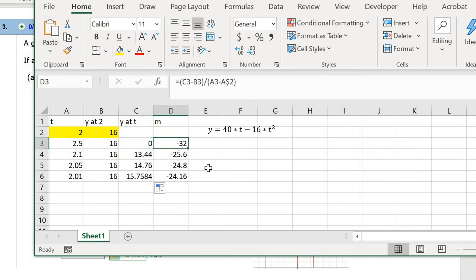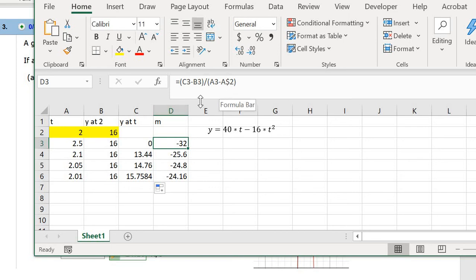And over here, I went and calculated the slopes. So the slope is y2 minus y1. y2 is in column C. y1 is in column B. That's my P. This is my Q. And then x2 minus x1, my x is in A3.